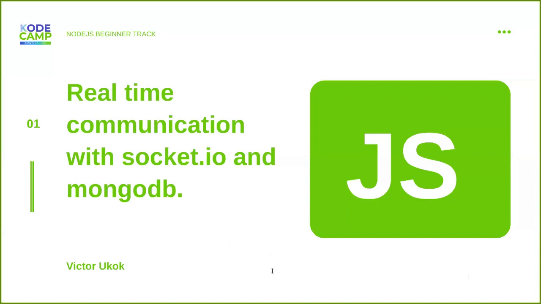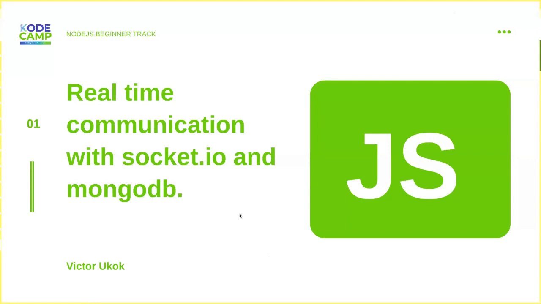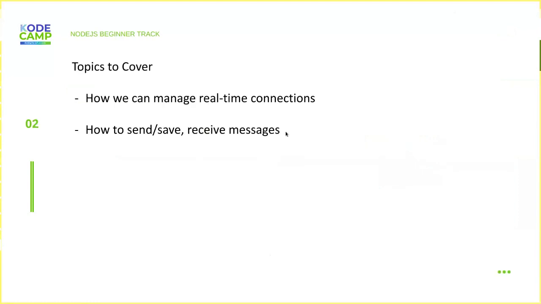So what can we use Socket IO to do? I've mentioned it. We can use it to enable real-time chats. These are the two things we are going to do: how we can manage real-time communications, and how to send and receive messages. Although we know how to send and receive messages, how do we save those messages, and how do we get those messages anytime we want them? So let's continue on that.